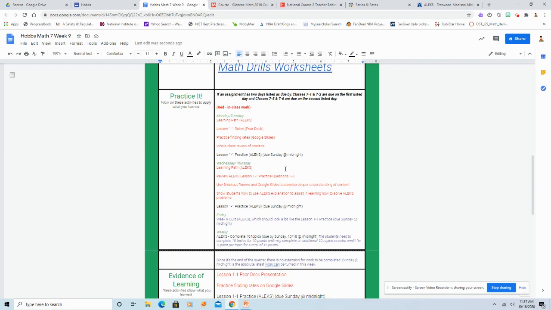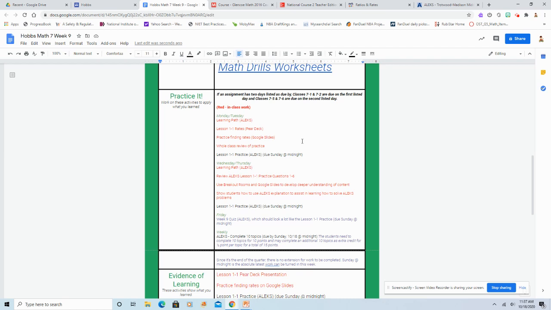Then we're going to do a Pear Deck over lesson 1 1 rates, which again, if they were in class, it'd be a PowerPoint. I'd be able to see what they're doing. Pear Deck allows me to do that, so I'm using Google Slides for that. And then they're going to practice finding rates. I'm going to put the problems that, again, if they had their book and paper in front of them, that's what they'd be doing. Instead, I'm going to give it to them on Google Slides.